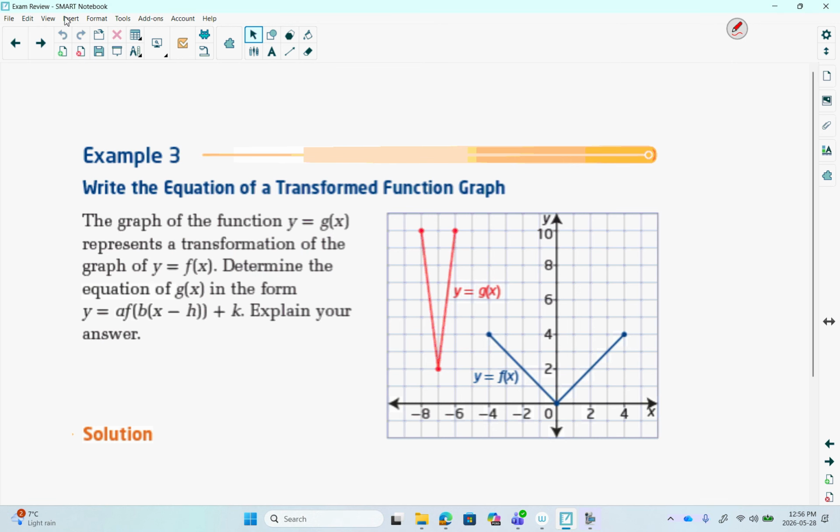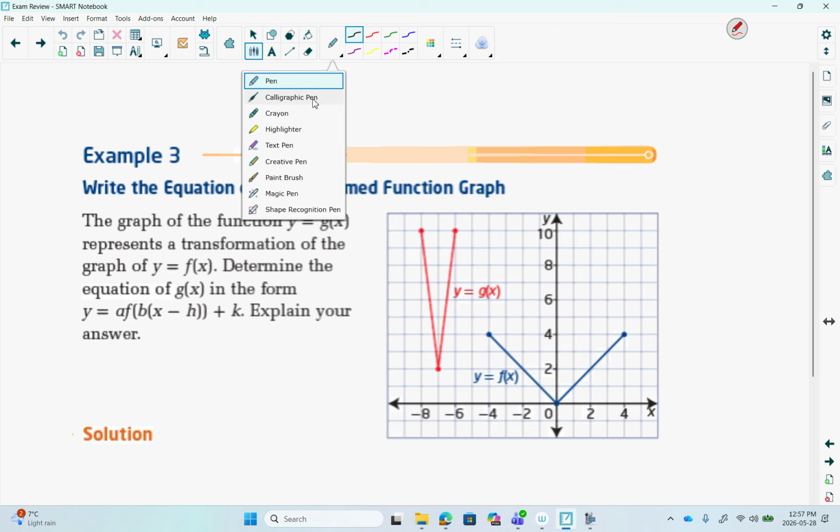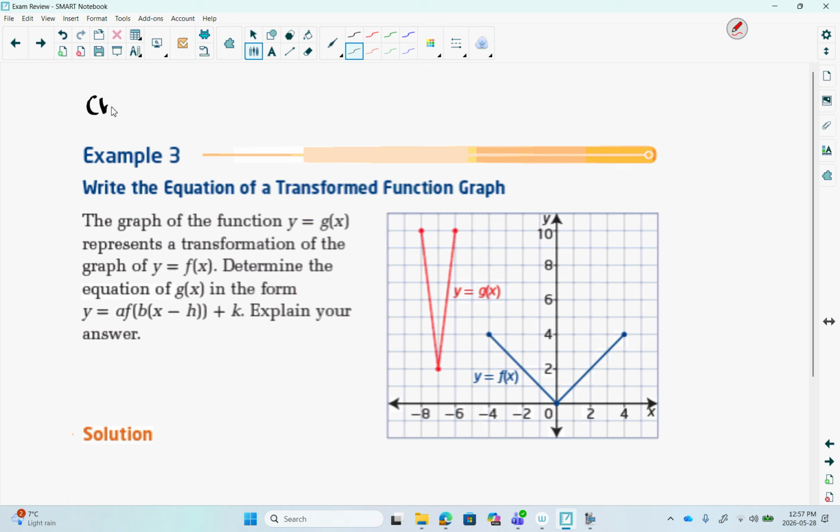All right, we'll begin the exam review. We'll start with a question from Chapter 1. Now, in Chapter 1, we introduced all of the types of transformations.